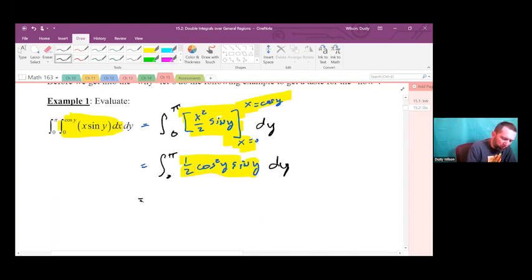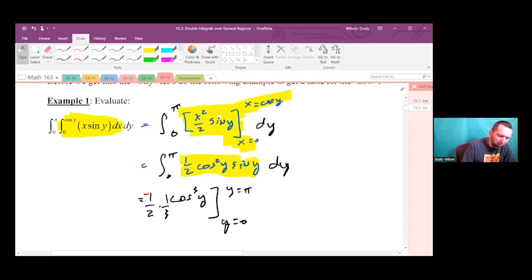So this will be equal to the cosine cubed of y. And when you take the derivative of cosine cubed of y, you'll get 3 cosine squared y. So we'll have the 1/2 from before, a 1/3. And then the derivative of cosine is negative sine, so we need to negate this term. And then we're going to evaluate the whole thing from y equals 0 to y equals pi.